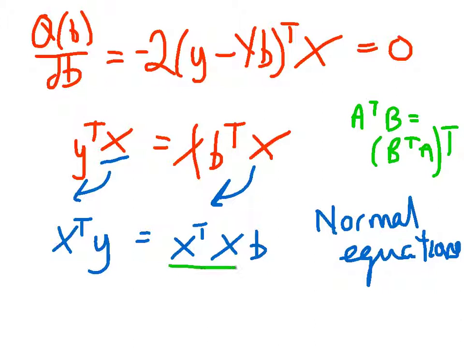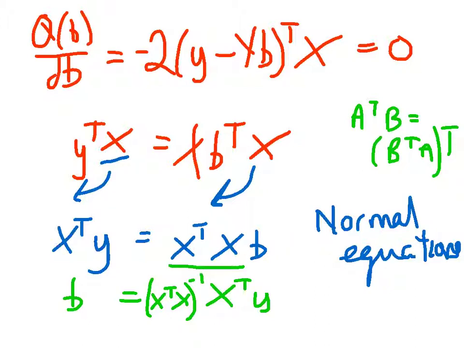I'm basically going to have to divide both sides by x transpose x. While I do that, I'm going to swap the sides for convenience, so I'm going to put b on this side, I'm going to put x transpose y on this side, and then I need to include the term for dividing by x transpose x, which here is an inverse. So I have my solution to the least squares equation, something we'll get very familiar with: x transpose x inverse multiplied by x transpose y.